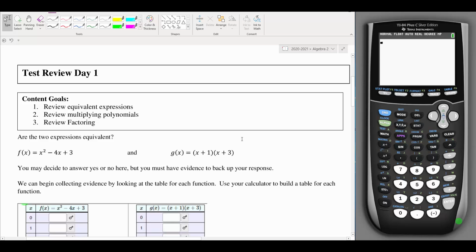Our goals today are to review the equivalent expressions. So we're going to go over what it means for expressions to be equivalent again. And then we're going to review multiplying polynomials, and we're going to review factoring.